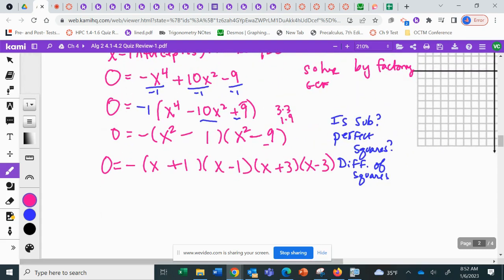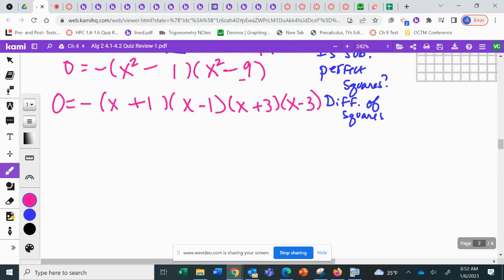Okay, after we factor, to solve by factoring we set each factor equal to 0, and then we solve each factor.